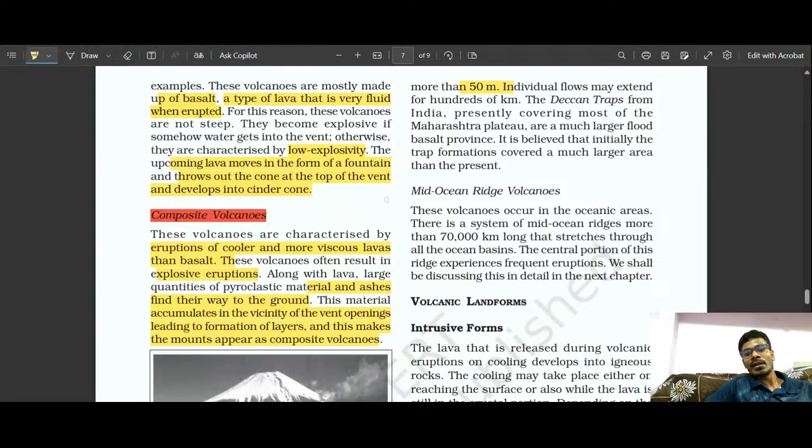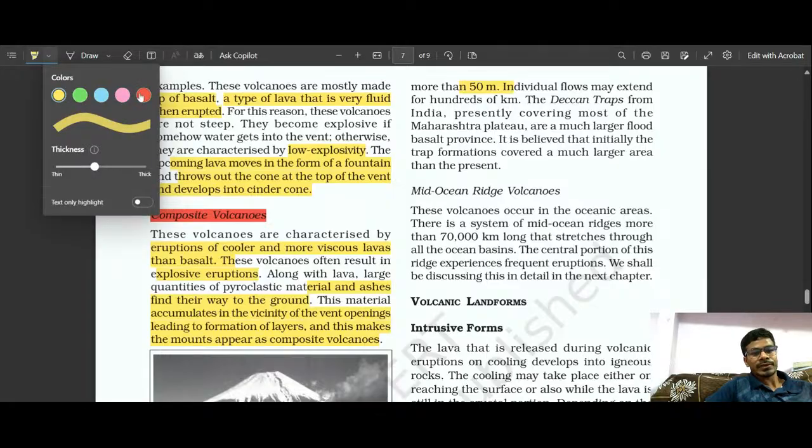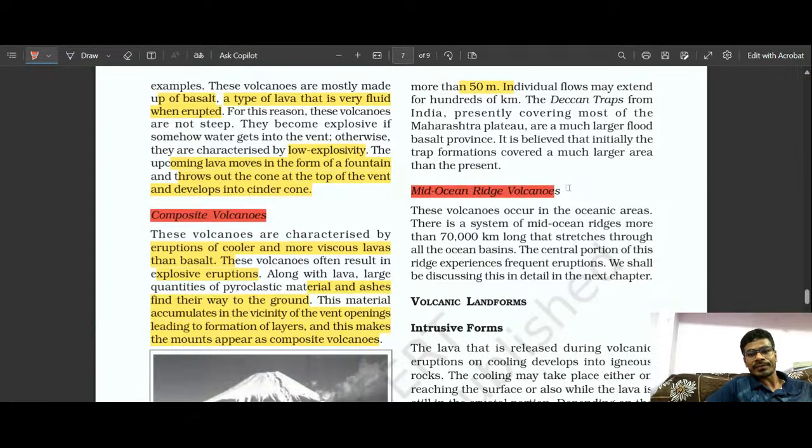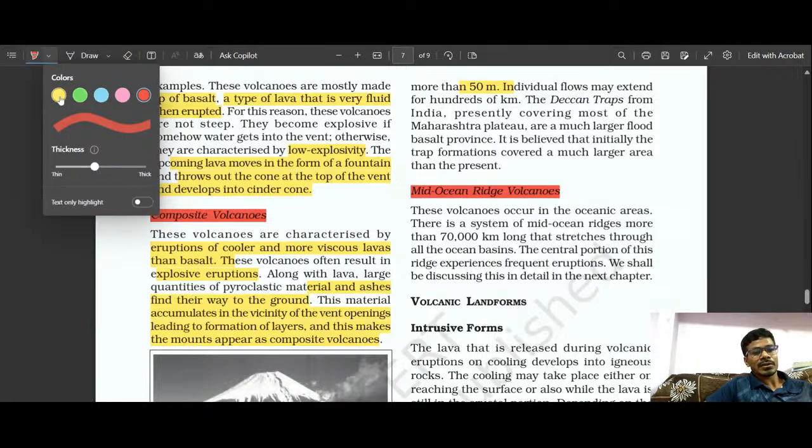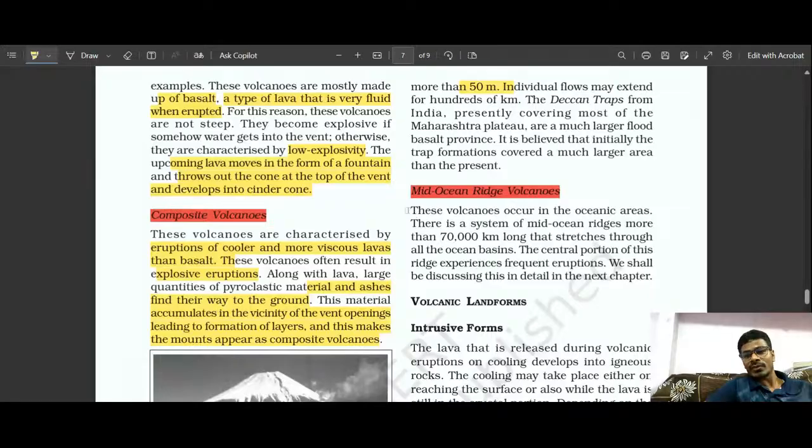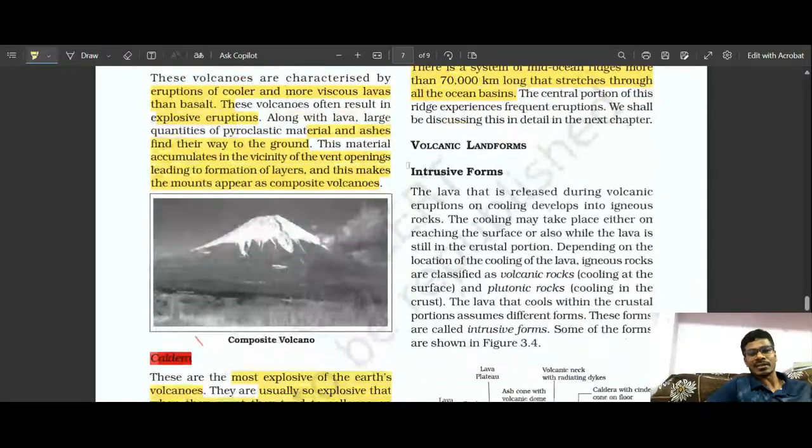Now moving ahead, another topic is the mid-oceanic ridge volcanoes. These volcanoes occur in the oceanic areas. There is a system of mid-oceanic ridges more than 70,000 kilometers long that stretch through all oceanic basins, and the central portion of this ridge experiences frequent eruptions. We shall discuss this in detail in the next chapter.